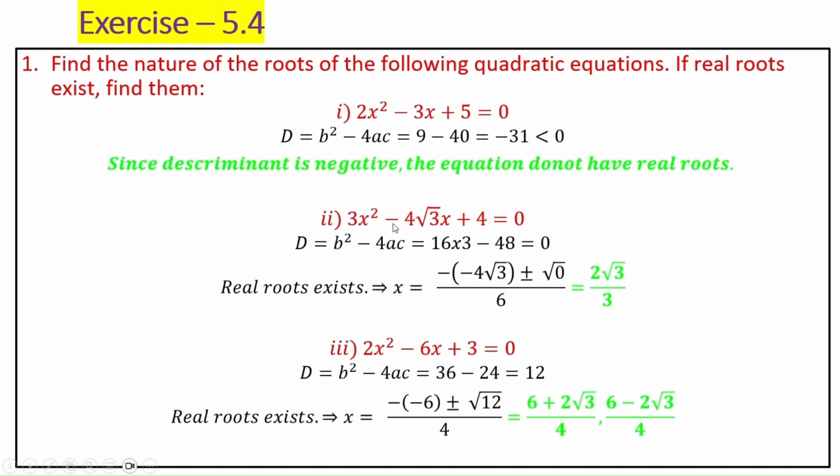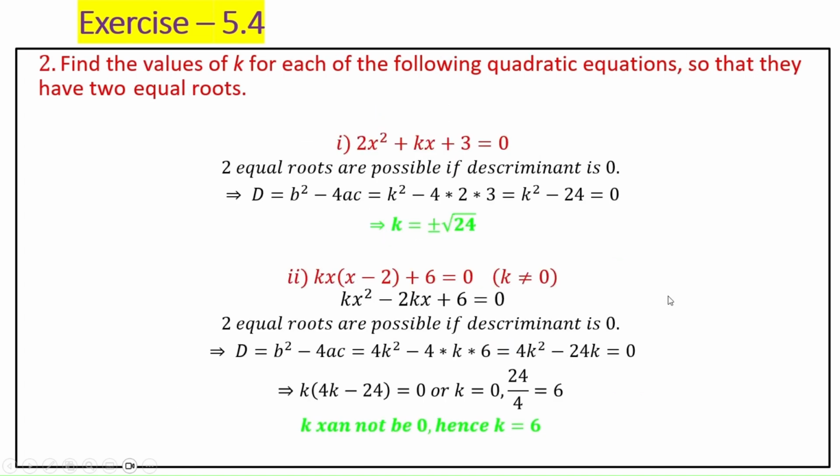Next, 3x square minus 4 square root of 3 x plus 4 equal to 0. Here the discriminant is b square, which is 16 into 3, minus 48, which is equal to 0. So a real root exists and it is nothing but 2 square root 3 by 3. Okay, third, 2x square minus 2 root 3 x plus 3 equal to 0. Discriminant is 12, so roots exist and they are 6 plus 2 root 3 by 4, 6 minus 2 root 3 by 4.